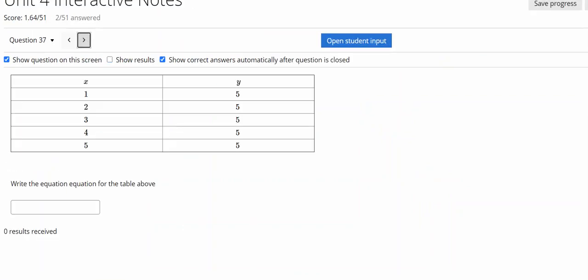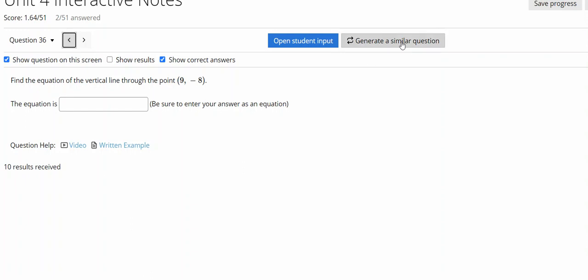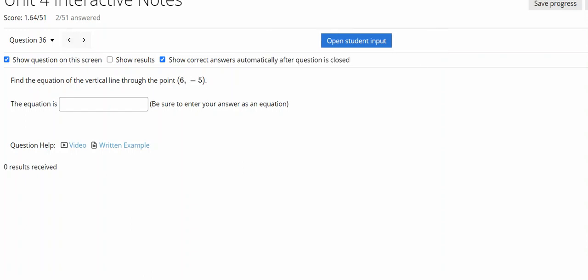All right, so now we're given a table of values. Actually, you know what? I'm going to do one more. Let's go back, and I'm going to take advantage of this. I'm going to generate a new question, just to be fancy. I'm going to open student input again. So find the equation of the vertical line through this point.